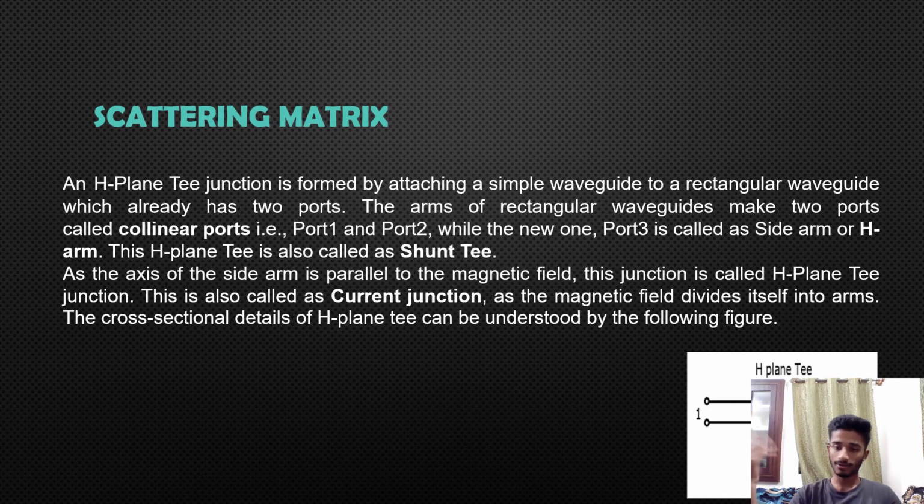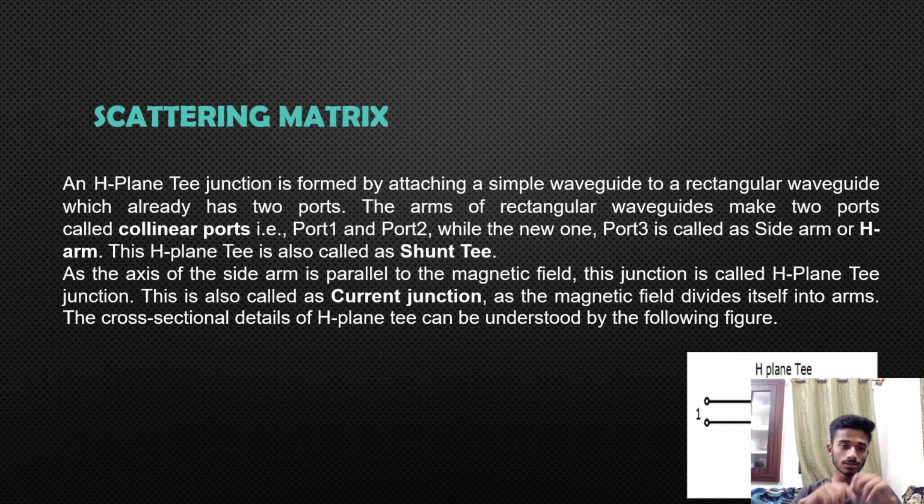So what is a scattering matrix? An H-plane T junction is formed by attaching a simple waveguide to a rectangular waveguide, which already has two ports. The arms of the rectangular waveguide make two ports called collinear ports, that is port 1 and port 2, while the new one, port 3, is called the side arm or H arm. This H-plane T is also called a shunt T, okay? Shunt T.